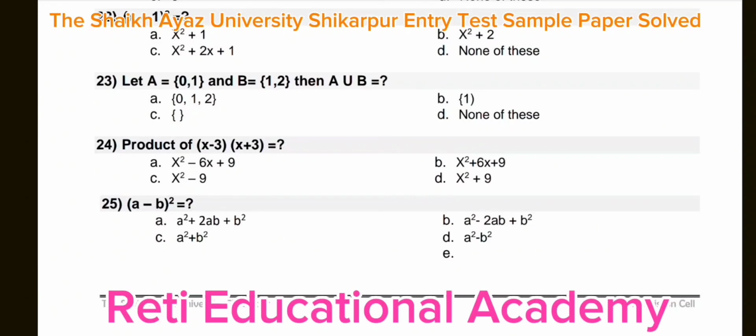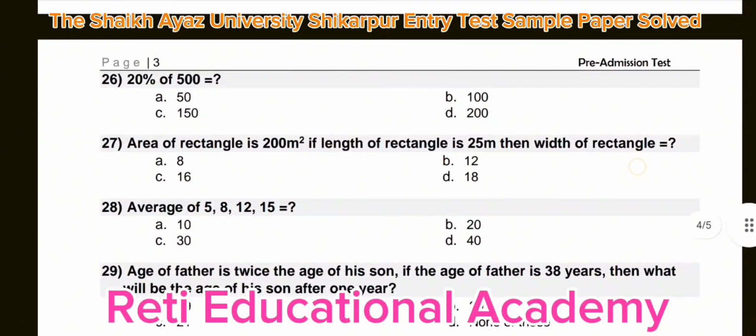Question number 25. A minus B whole square is equal to A square minus 2AB plus B square. Option B is correct in this question. Now question number 26. 20% of 500: 20% of 100 is equal to 20. Now multiply 20 with 5, it will be 100. So option B is correct in this question.